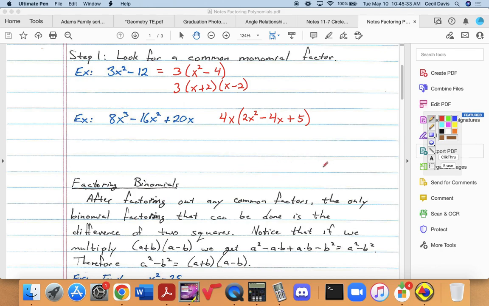Okay, any questions about finding common monomial factors? Yes. Do we have to put the equal sign? Usually I write it on the next line down, so it's not a big deal, but I don't care much one way or the other.